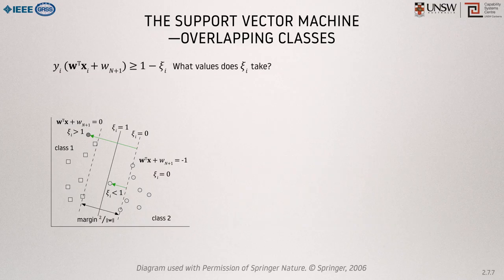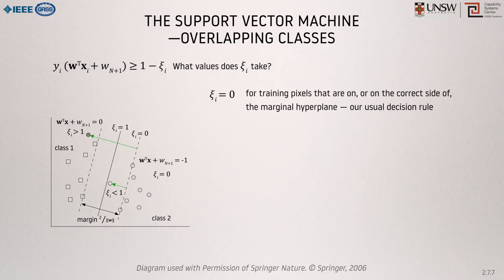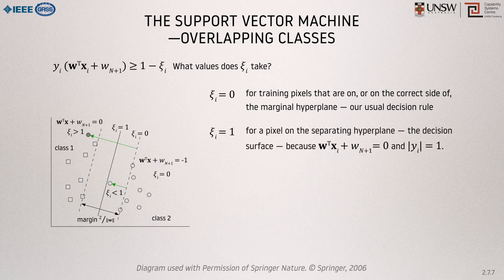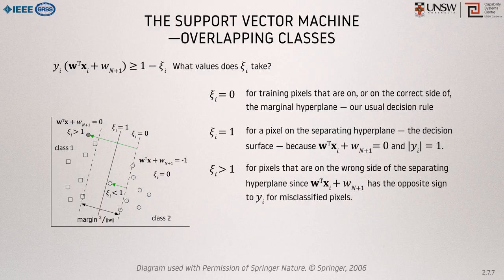We choose values for the slack variables as shown on this slide. If they are 0, then the corresponding pixels are correctly located. If they are unity, then the pixel sits directly on the separating hyperplane. If they are greater than 1, then the corresponding pixels are on the wrong sides of the separating hyperplane. Otherwise, they lay on the correct sides of the separating hyperplane, but in the gap between that decision surface and the correct marginal hyperplane.